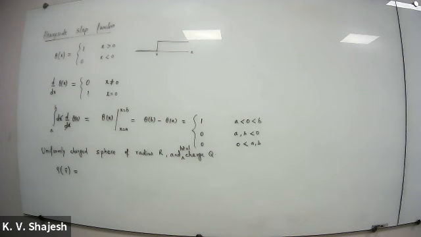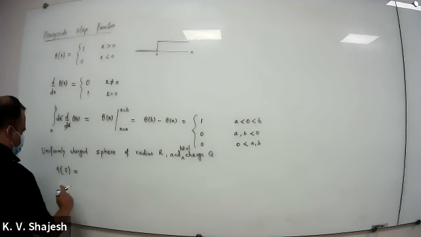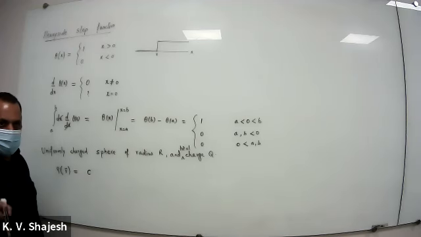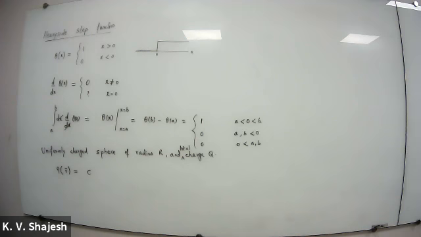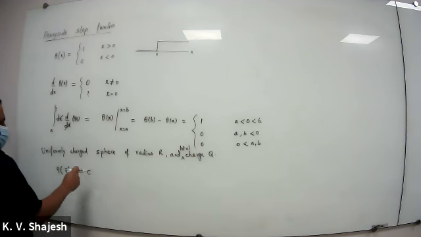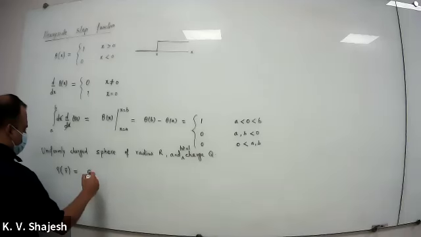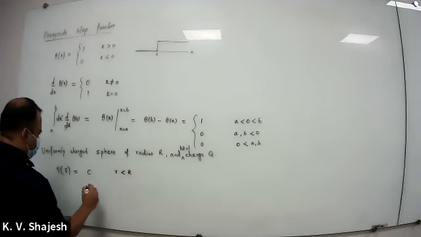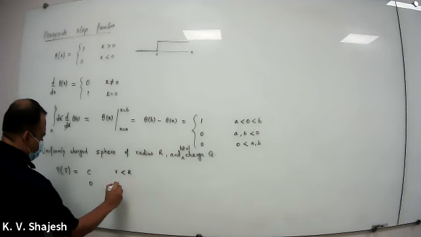Q over 4 by 3 pi R cubed. That's correct. 0 if it is outside. Let's say this is some constant c. Then we have to write, it's not a delta function now, but it survives if r is less than radius R, and it is 0 if it is greater than radius R.